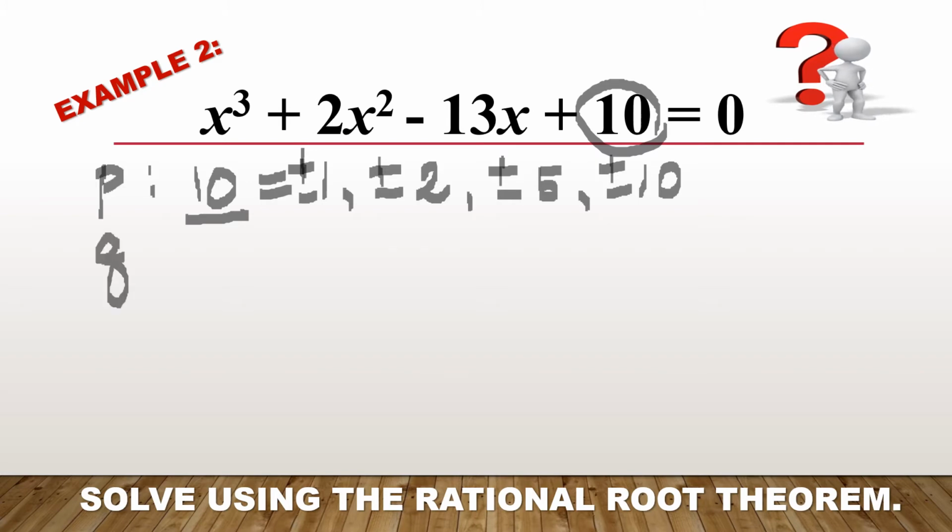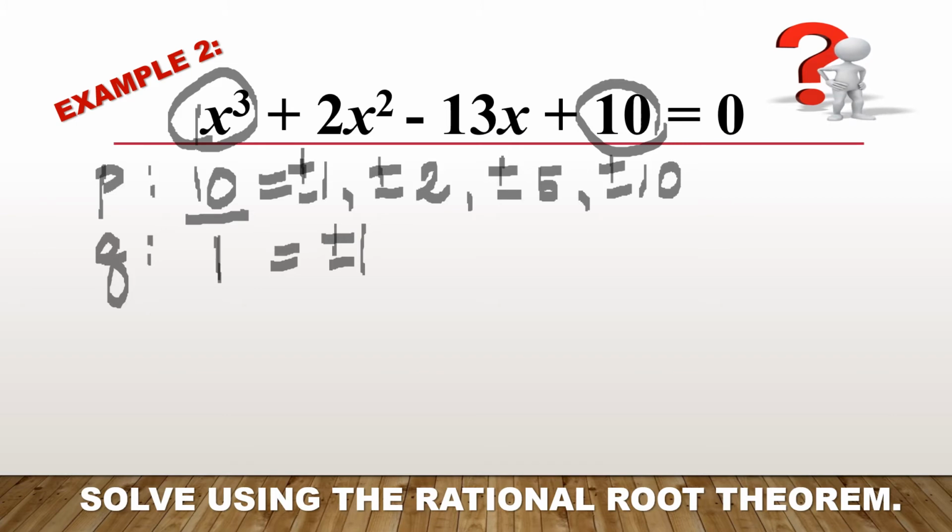Next, for q, what are the factors of 1? So why is this 1? This 1 came from the number beside the leading coefficient. So the leading coefficient is the term with the highest exponent. And beside x cubed is 1. So that's why this is 1. So the factors of 1 are positive and negative 1. So no more. Only positive and negative 1.